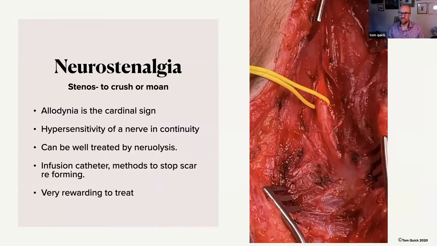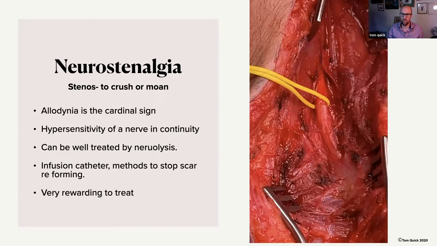Neurostenalgia, to move on. Stenos is the Greek to crush or to moan. And this is where nerves get gathered by scar tissue and squeezed. It causes hypoxia, it causes strain, as we've mentioned, strain focus. And it causes a nerve in continuity to have allodynia, so light touch interpreted as pain. This is the most rewarding nerve condition to treat. This has a very high rate of success.